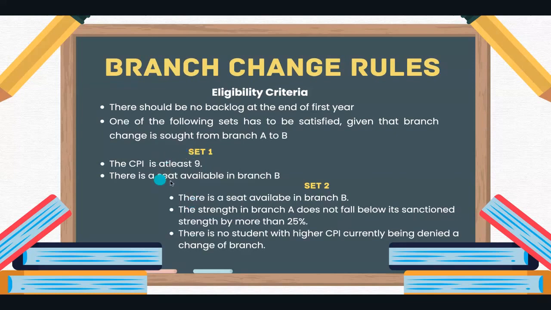The second rule is that you will have to fall in one of two sets. The first set is that your CPI is at least 9 and there is a seat available in the branch you want to change into. Then you will be granted a branch change.